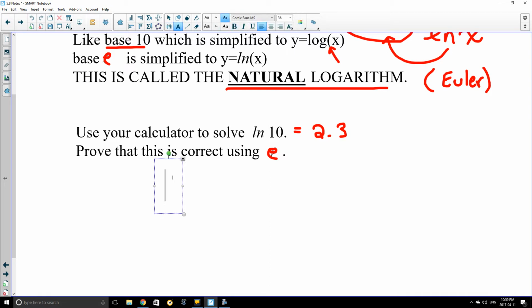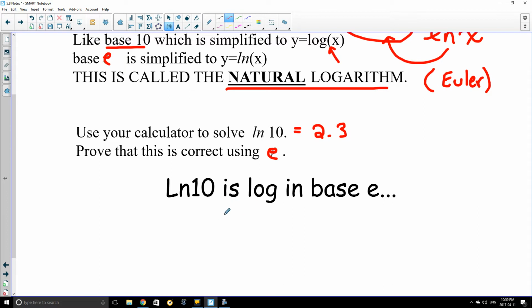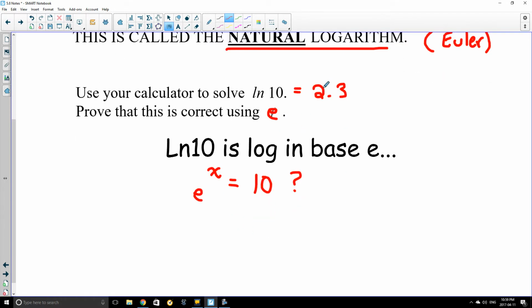So ln 10 is log in base e. All that means is, just like a regular log, if we take e and raise it to some power, when does it equal 10? When you plug ln 10 into your calculator, you get 2.3. So that just means that e to the power of 2.3 equals 10. And you can try that on your calculator.